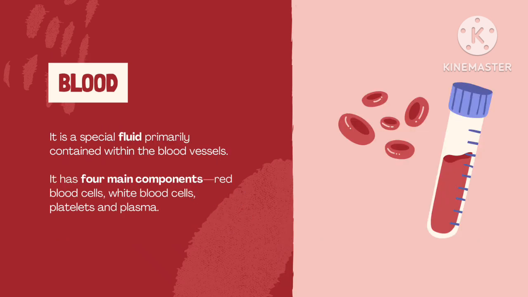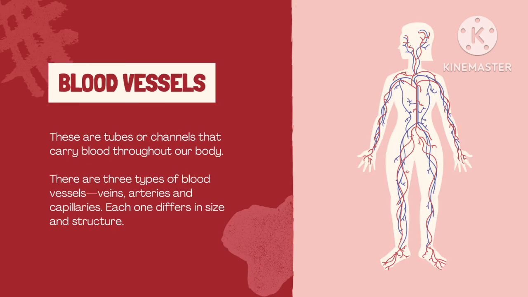Till now you only studied about the components of blood. So let's now know about what blood is. Blood is a special fluid primarily contained within the blood vessels. It has four main components: red blood cells, white blood cells, platelets and plasma. Now let's know about the blood vessels.